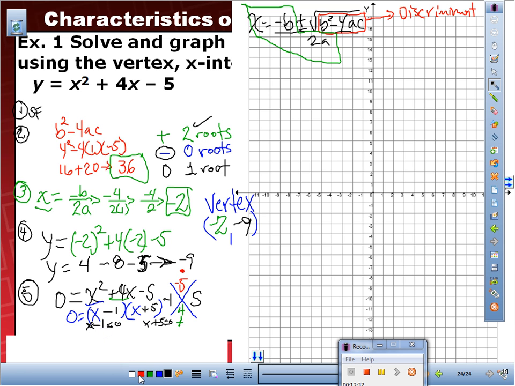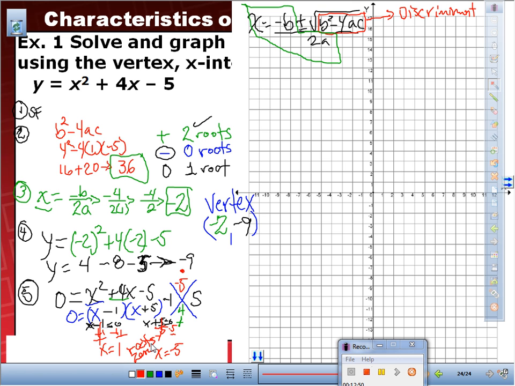So here I add 1, x equals 1; minus 5, x equals negative 5. And what are these? My roots, or my zeros. Are we there so far?